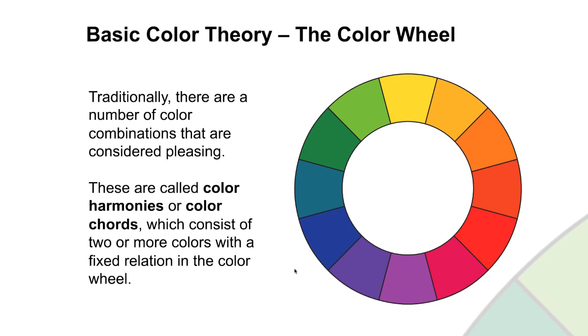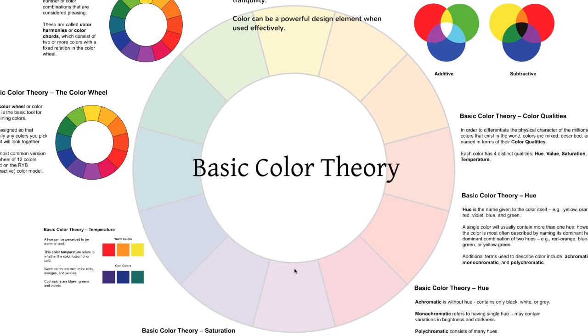And other things that we're going to talk about in the future regarding colors are colors such as complementary colors, analogous colors, and triadic colors. That is our basic color theory. So your first assignment, which I'm going to list separately, will be a color wheel.